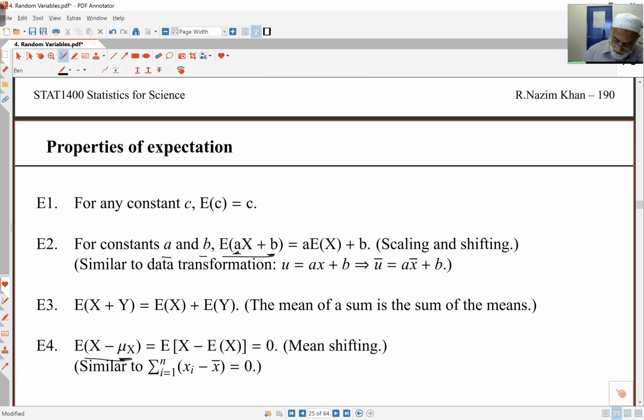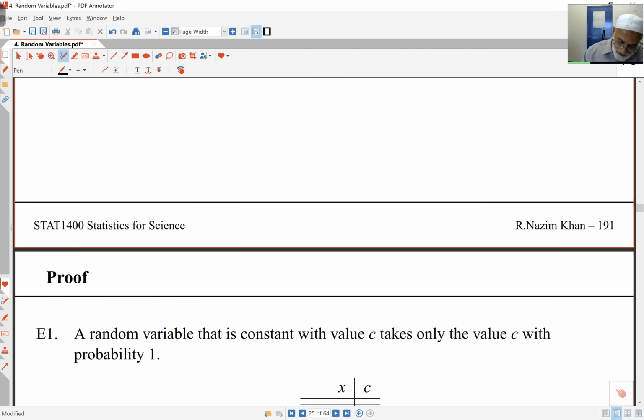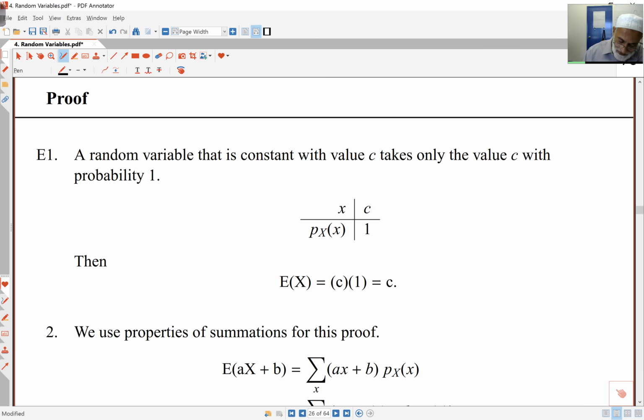So these results hold. Just understand and be able to use the results without having to prove them very much. Here are some proofs for those who are interested, and to understand how these things can be manipulated.